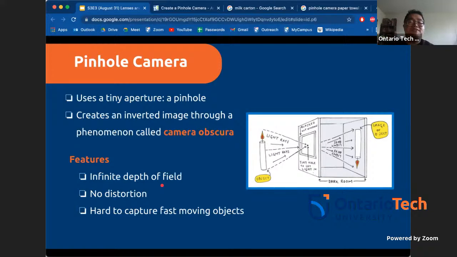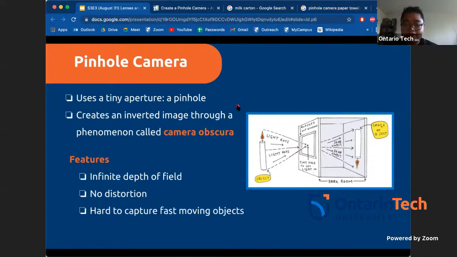But if you're trying to capture a fast moving car, for example, that's racing around a racetrack, maybe a pinhole camera might not be useful. There are pros and cons to it, but I think pinhole cameras are really cool and fun to play around with. Does anyone have any questions about what pinhole cameras are?